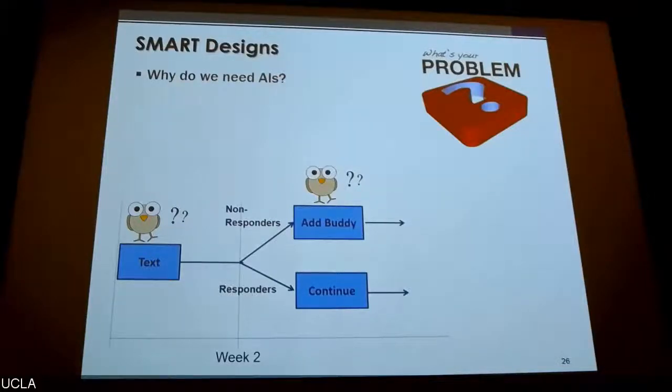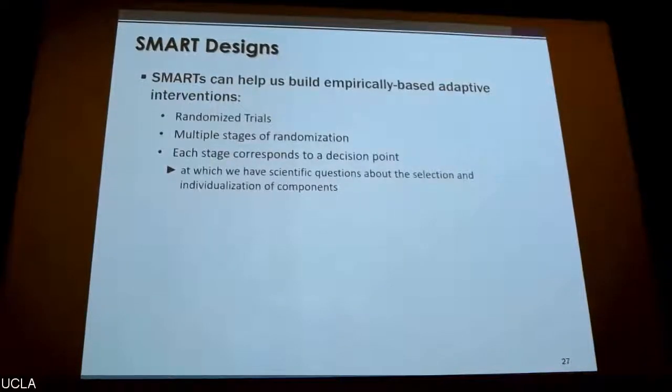So I have two questions that I can't answer based on existing evidence in my field. What should I do? This is where SMART studies can be useful. So what are SMART studies? Again, SMARTs are randomized trials. That's all they are. But they're a special case of randomized trials because they include multiple stages of randomization. In a SMART, each stage of randomization corresponds to a decision point at which you have a scientific question that you're trying to answer about the selection and adaptation of intervention components. Let me show you an example.